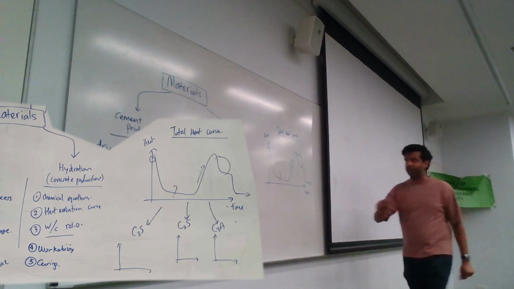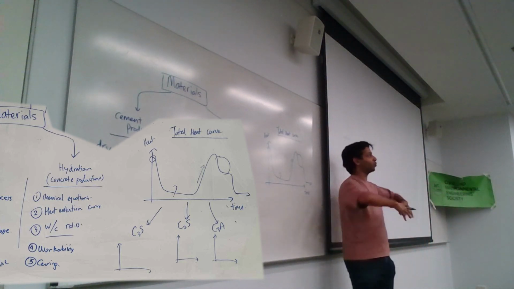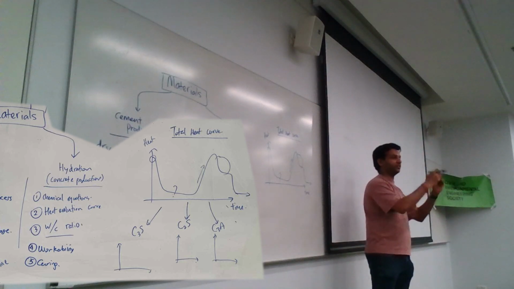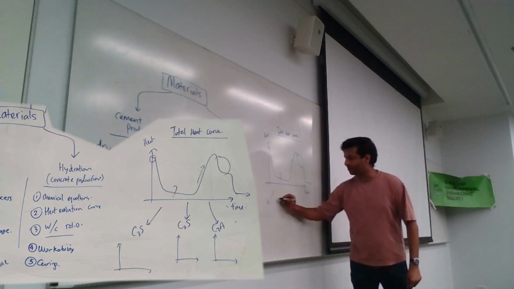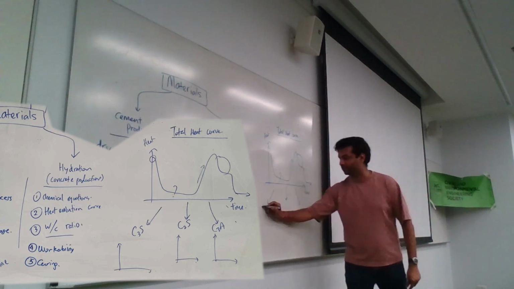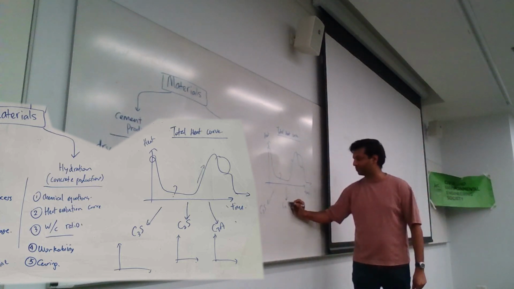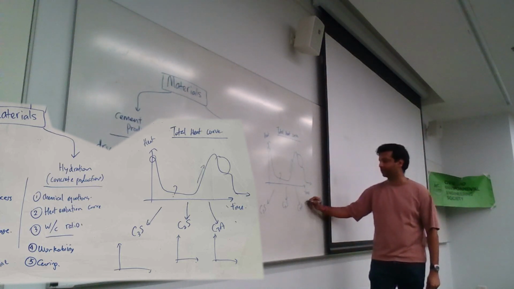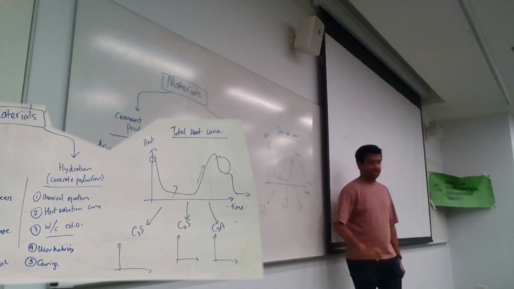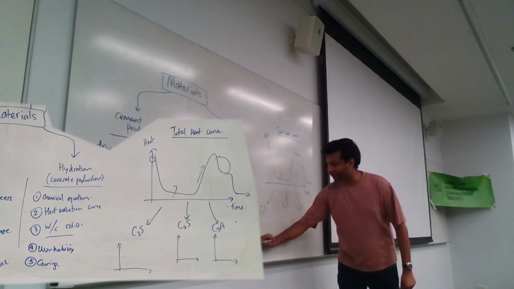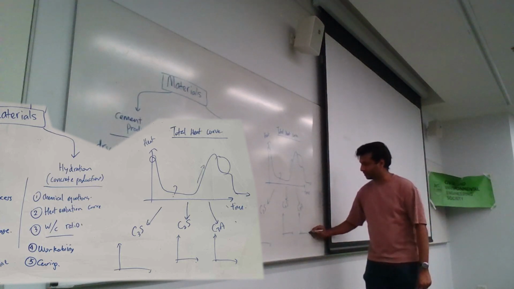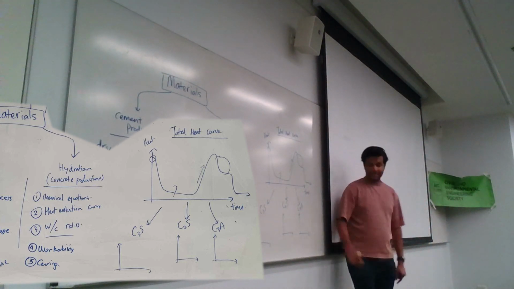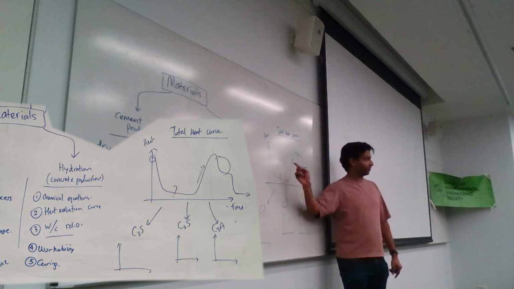Okay. The other thing to note is this is a total heat curve, which means it's the total heat that's given off from your cement once you mix it in with water. There are different versions of this curve. You have the C3S curve, you have the C2S curve, and you've got the C3A curve, so on and so forth. Okay. You have different curves with different heat evolution relationships. Okay. That if you sum these curves, you get the total.